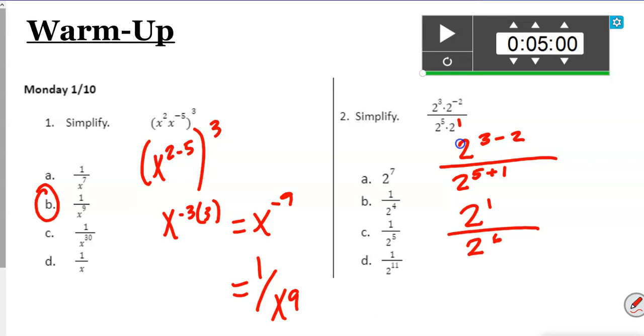Now we're going to bring it all up. So it's going to be 2 to the 1 minus 6. So that's going to be 2 to the negative 5. Now remember, if it's negative, it goes to the denominator, right? So the answer is going to be 1 over 2 to the 5th, which is C, okay? All right, now let's go on to today's lesson.